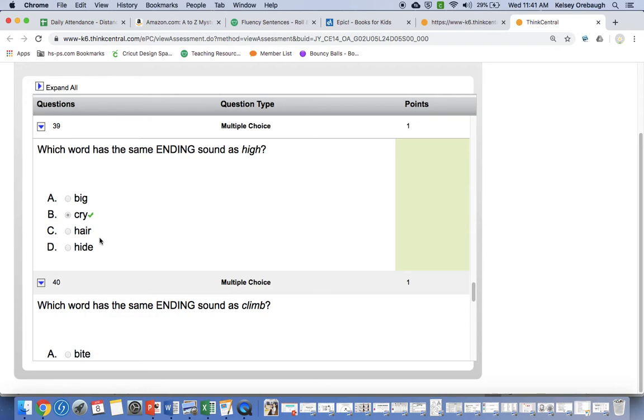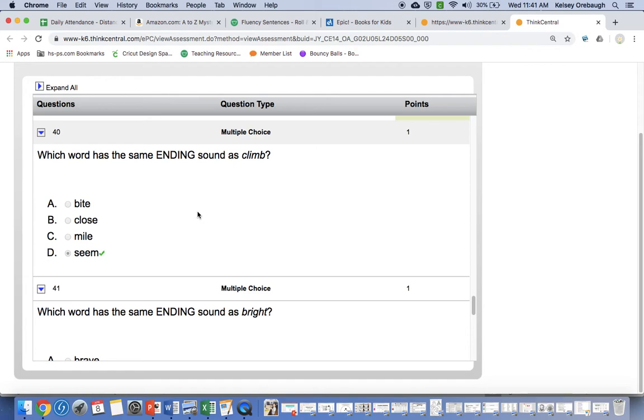Okay? C says hair. The final sound is not the same as I. And D, hide. Okay, they both have the I sound in them, but in the word hide, the I sound is in the middle, not the ending sound. So we're looking for the same ending sound. Hide, high. Cry is the correct choice.